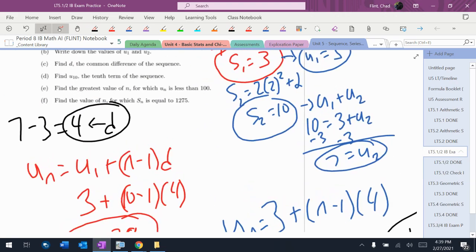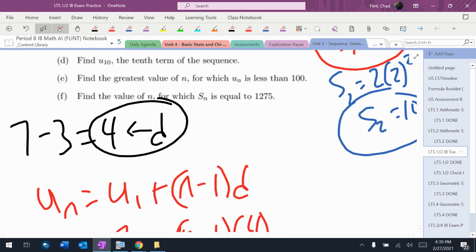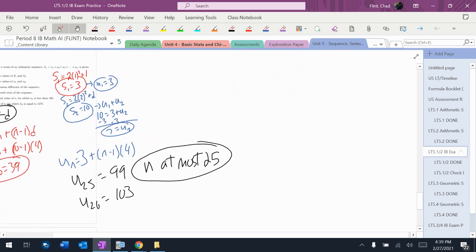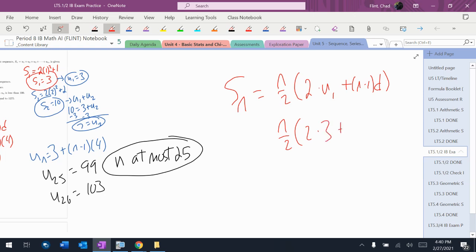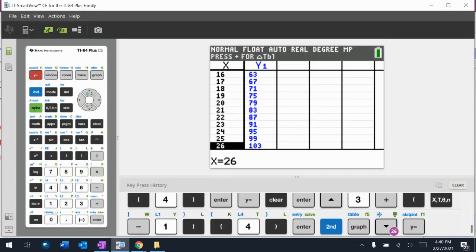And then it says find the value of n for which S of n is equal to 1275. And again, I'm not playing around with algebra on these, since it's going to be quadratic. So S of n equals n over 2 times 2 U1 plus n minus 1 times d. I'm going to plug in what I know. I don't know n, so it's going to be n over 2 times 2 times 3, since U1 was 3, plus n minus 1, and I know that d is 4. All right, so there's my formula. That's going in the calculator.